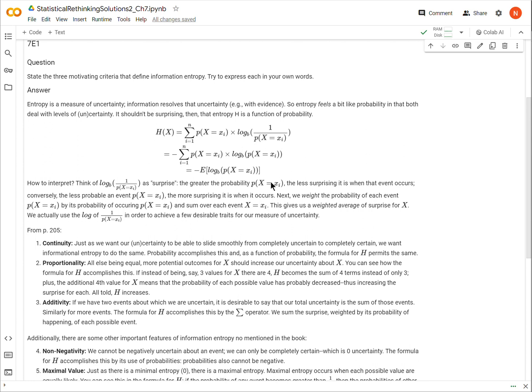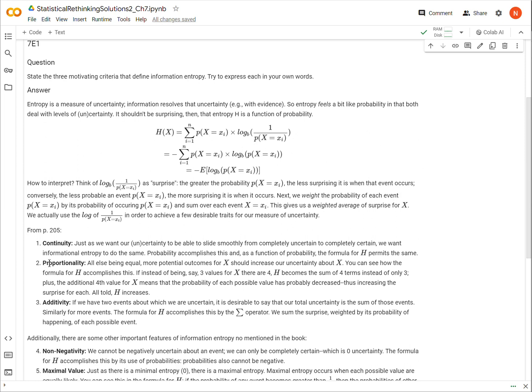All right. So there are some desirable features that we want in a measure of uncertainty. One is continuity. In other words, as our level of certainty moves up and down, we would like it to be able to move up and down to any value between completely uncertain and completely certain, right? I hope that makes intuitive sense. And this formula accomplishes that because it is a function of probability, and probability is a continuous function. It goes from 0 to 1.